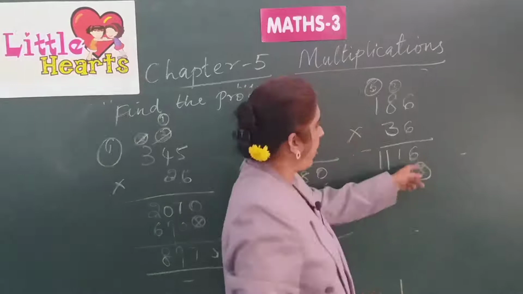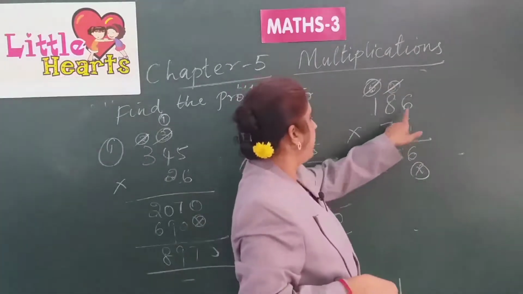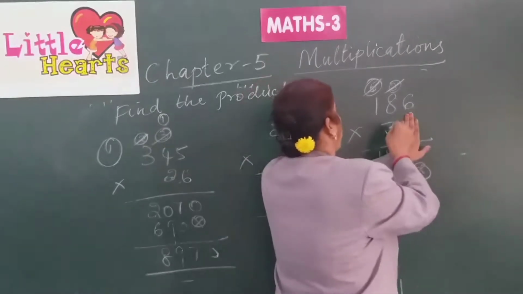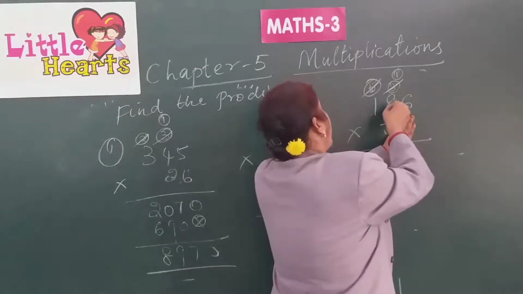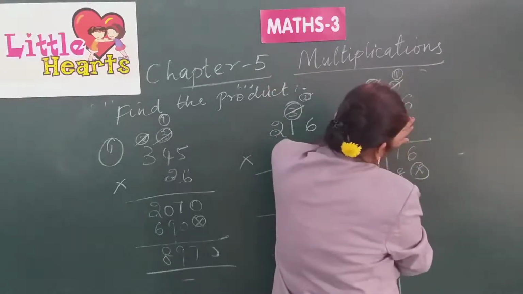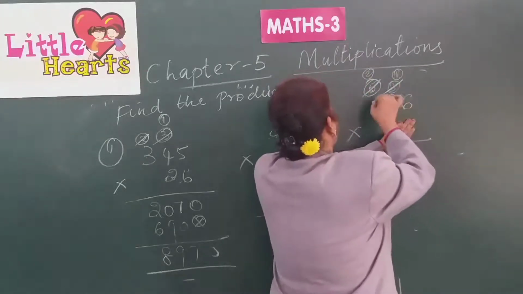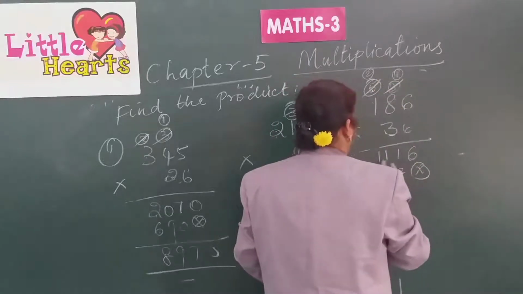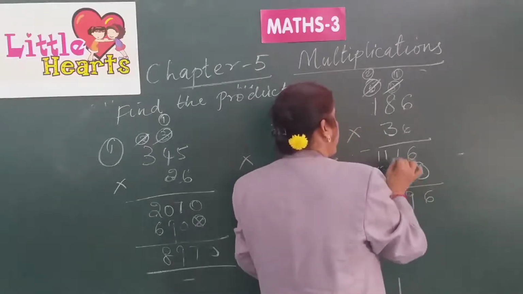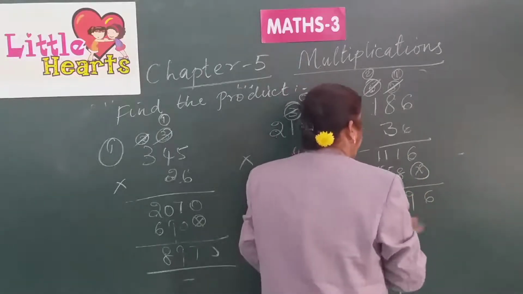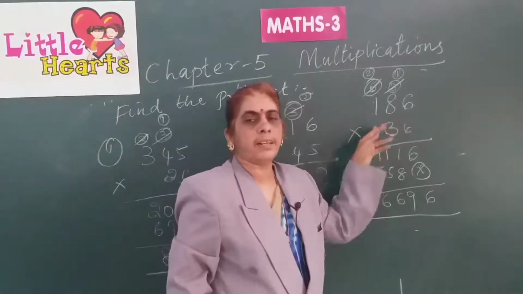Put the ones place digit vacant when you multiply by a tens place digit. These are added, cancel. 3 into 6. Multiply 186 by 3. 3 sixes are 18. Carry 1. 3 eights are 24 plus 1, 25. Carry 2. 3 ones are 3 plus 2, 5. 8 plus 1, 9. 5 plus 1, 6. 5 plus 1, 6. 6696 is the product of 186 and 36.